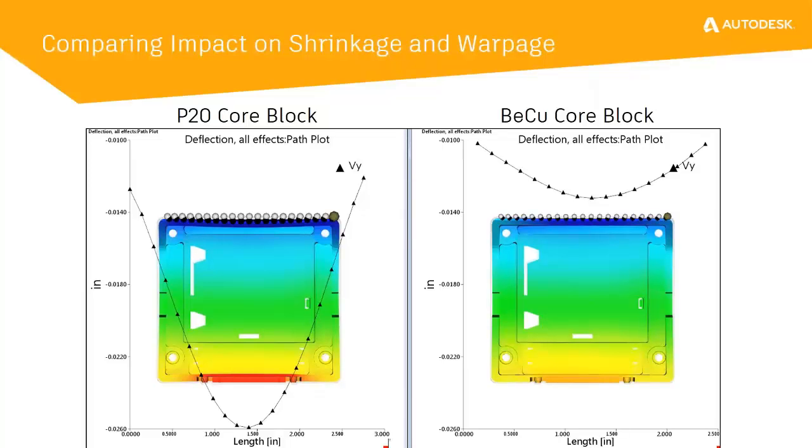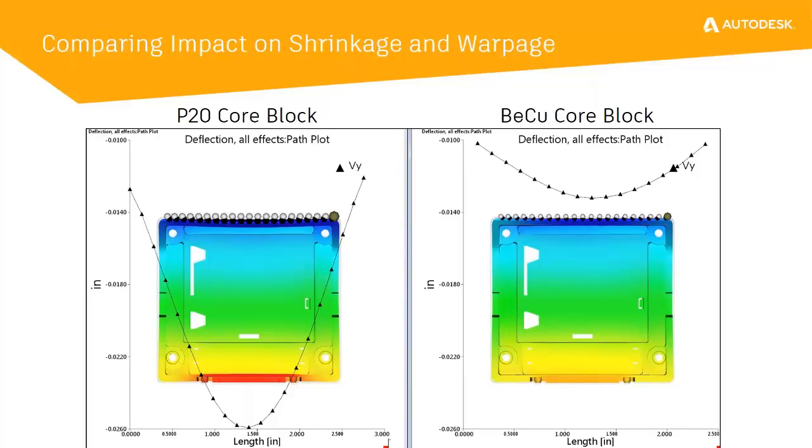So reviewing the same part again, we can compare the impact mold material has on the predicted warpage result. These plots highlight the warpage in the critical area along the back surface of the part. The part with the P20 mold steel insert shows more deflection along this edge.